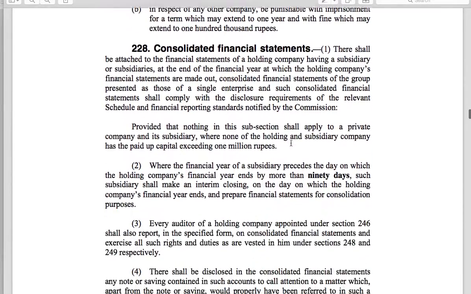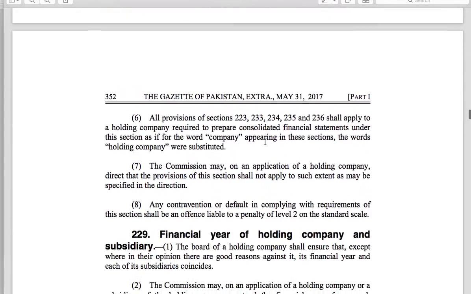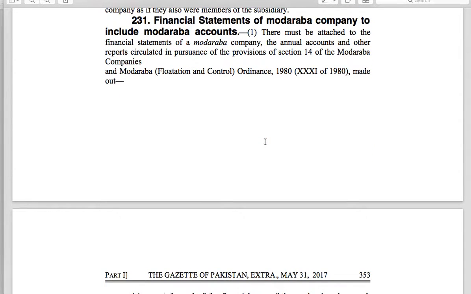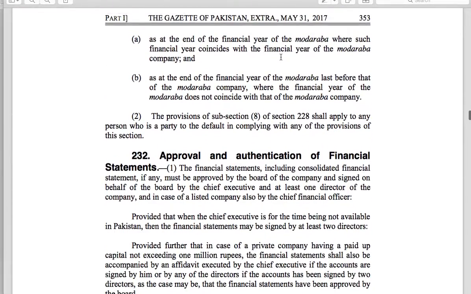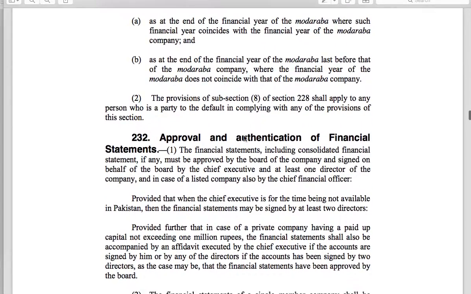Consolidated financial statements have to be made by holding companies who have subsidiary companies, along with their own financial statements, financial year of holding company, rights, and financial statements of Mudarba companies have been introduced. These are special Islamic companies which provide capital to skilled people, so that one person contributes his skill, the other capital, and their financial reporting has been clearly defined along with their law, which is the Mudarba Flotation and Control Ordinance 1980. They have to also follow the sections of the Company Act.